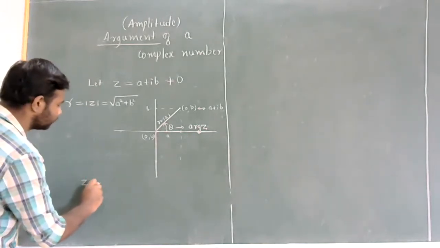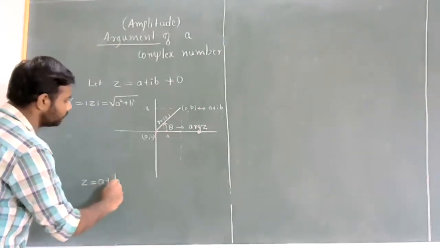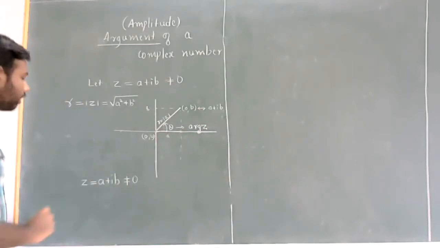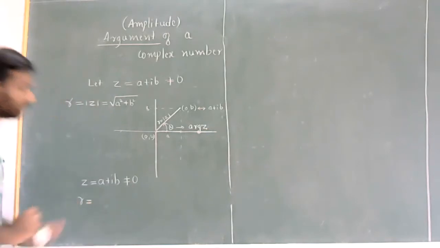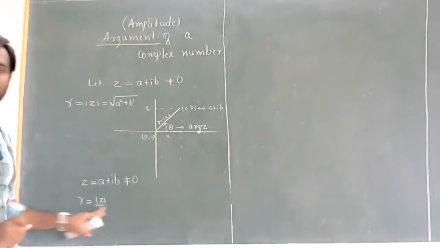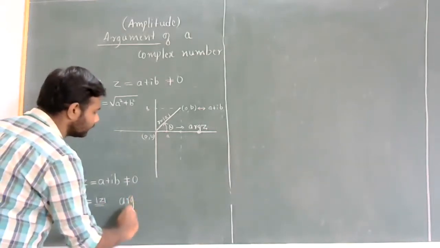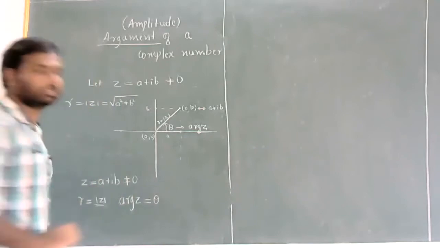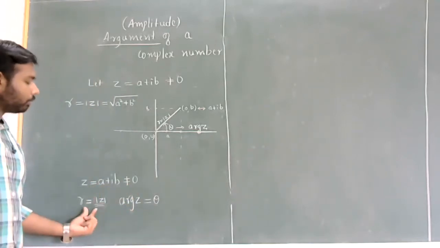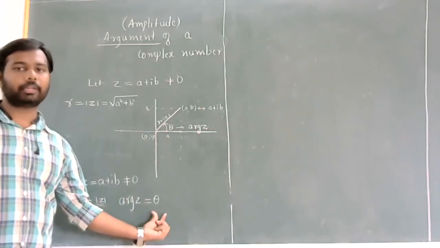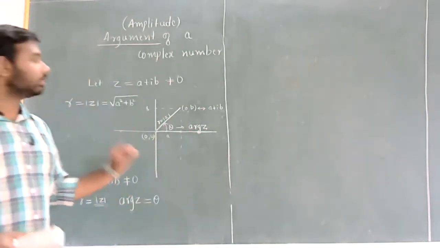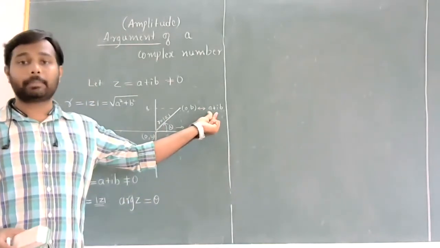Now the other way. Suppose for a given non-zero complex number A plus IB, you know what is R, that is modulus of Z, and what is argument of Z. Then can we mark the point A plus IB?